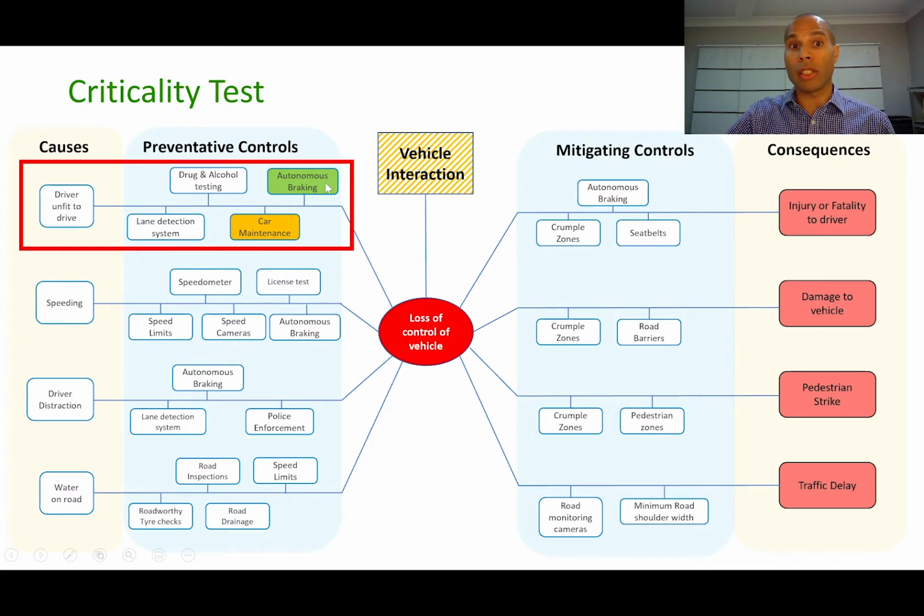And this organisation can look at this and might say, well, autonomous braking is critical for that chain of events. Whereas we look at car maintenance, even though car maintenance is potentially a good control, in the context of a driver's suitability or fitness to drive, it wouldn't be classed as critical.